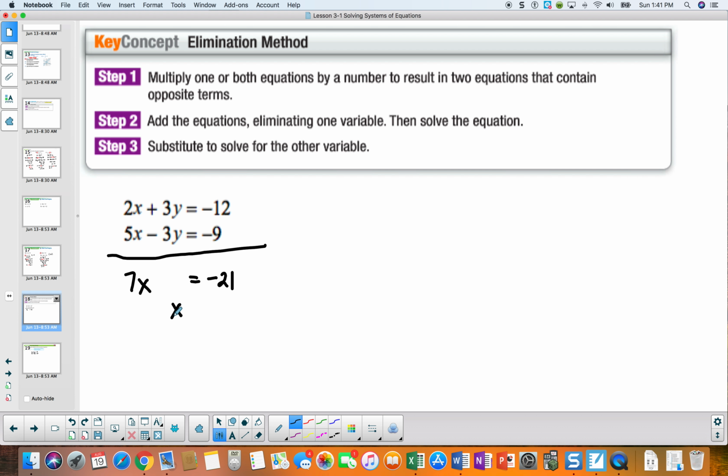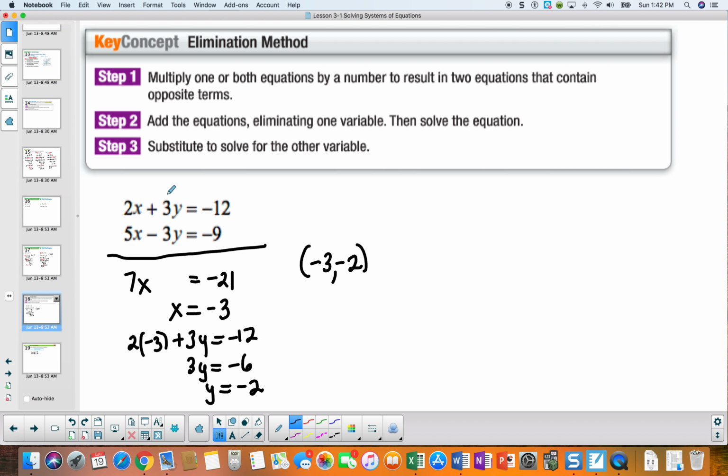Okay, now I can solve: x is equal to negative 3. Then to get my y, just pick either equation. I'm going to pick the first one. I'm going to put a negative 3 in for x. 3y is equal to negative 12. So now I have 3y equals negative 6, because that's a negative 6 here, and add 6 to both sides. y is equal to negative 2. So the solution will be negative 3, comma, negative 2. And again, you can check your answer, take a minute to substitute to see if that is correct.